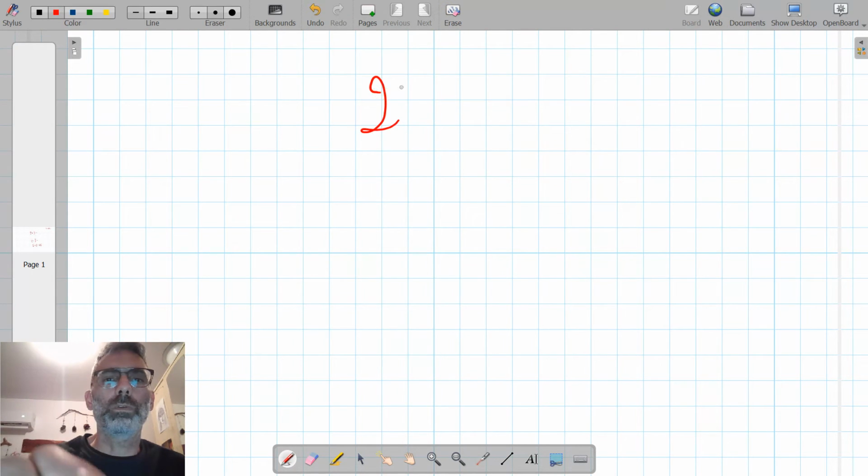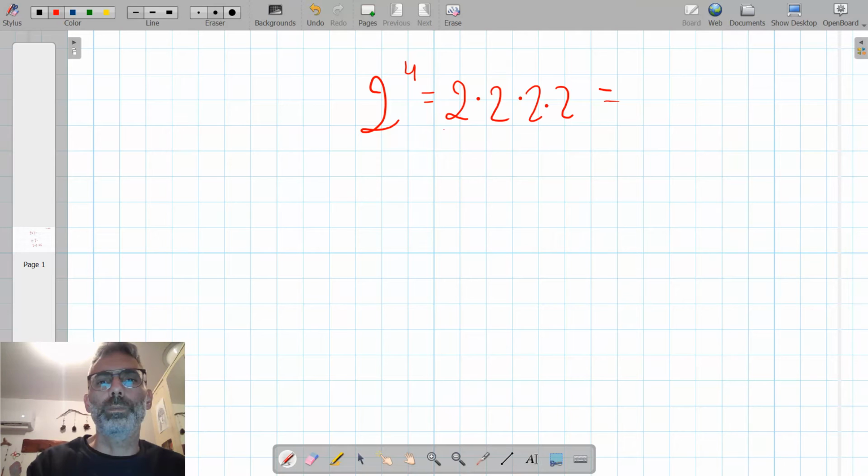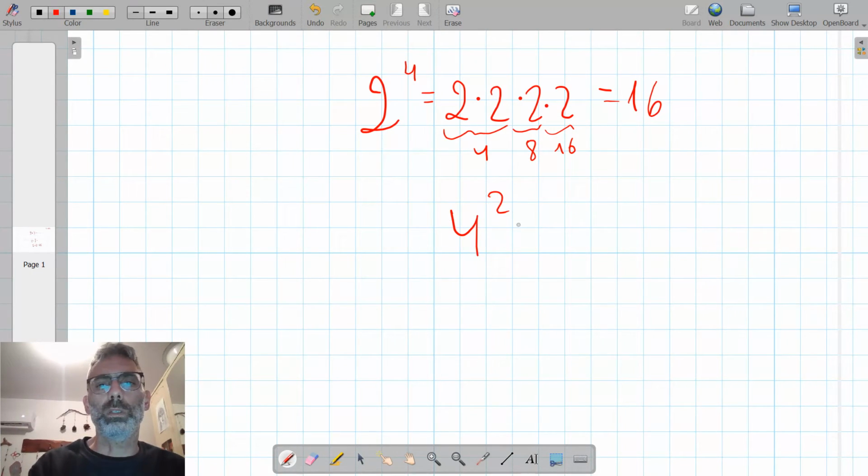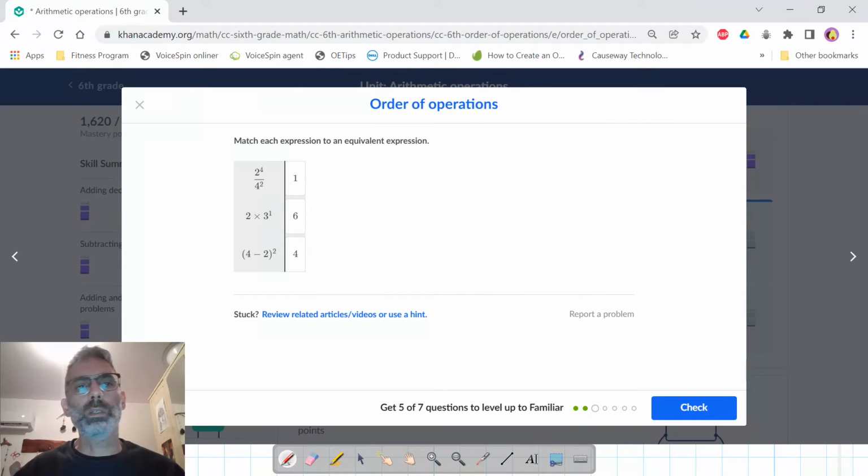to the power of 4 is 2 times 2 times 2 times 2. 2 times 2 is 4. 4 times 2 is 8. 8 times 2 is 16. So this is 16. And 4 squared is 4 times 4, which is 16. So 16 over 16 is 1. Okay.